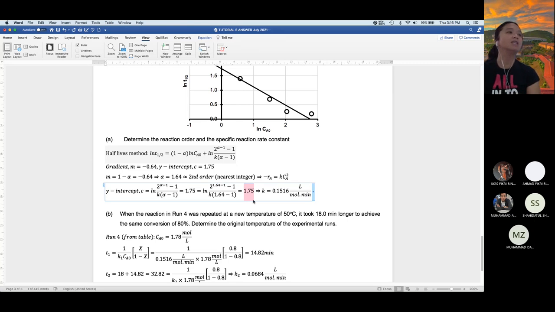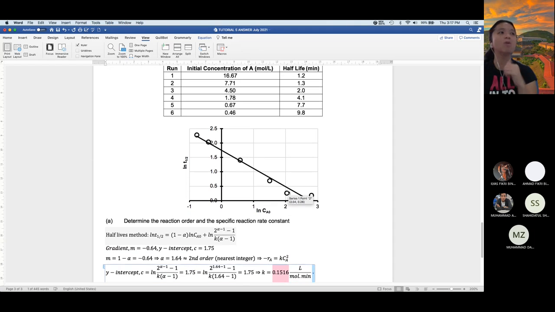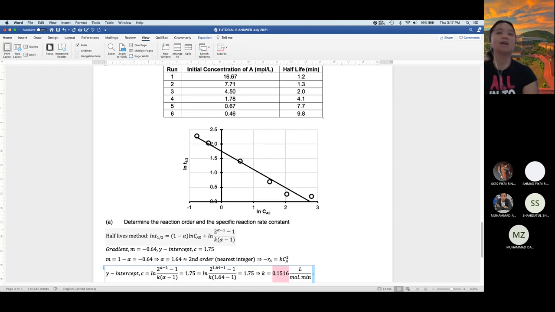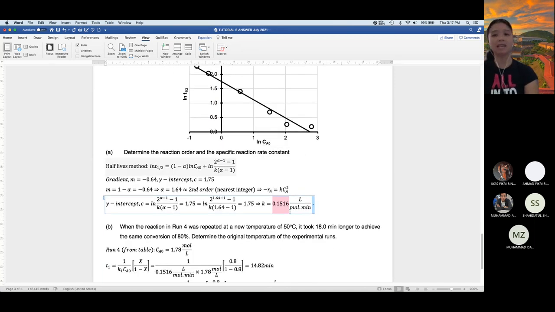So, nilai K dia 0.1516. And since this is also second order reaction, unit dia, dimension dia adalah 1 per concentration time. Ataupun dalam unit akan menjadi liter per mole minute. Again, macam mana saya nak tahu unit dia? Tengoklah dalam table. Table kata concentration unit dia mole per liter, unit time minute. So that's why saya dapat liter per mole minute untuk nilai K saya.